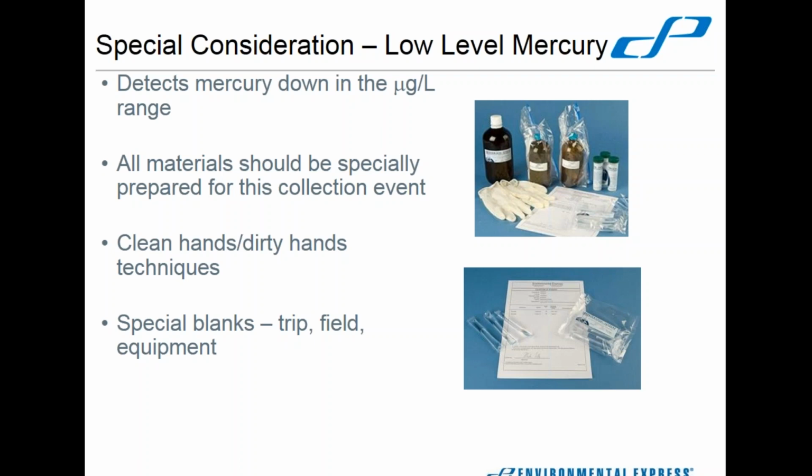You've got to do special blanks when you're doing your low-level mercury. You've got to do a trip blank that's been done at the lab, filled up at the lab, and it makes the trip out to the site and then back to the lab with you. You've got to do field blanks where you are pouring water into a container right there at the same spot where you're pulling your sample. You've got to do equipment blanks if you're using special equipment where you're rinsing your equipment off and collecting that rinsate to show that nothing has either been contributed to or left behind on your equipment.